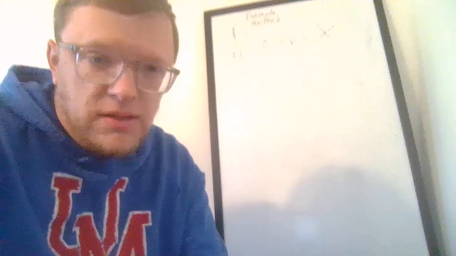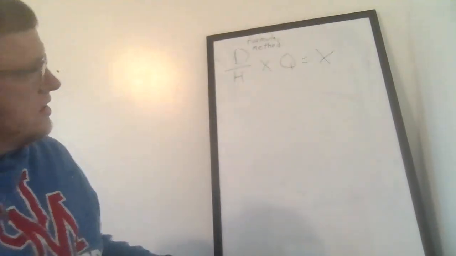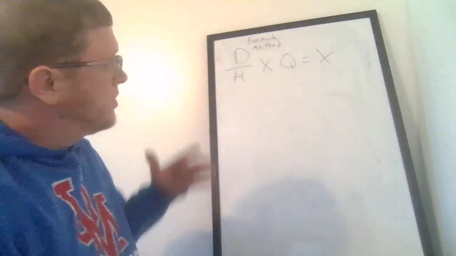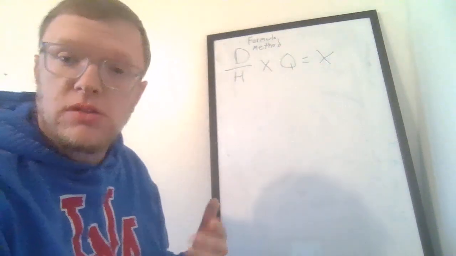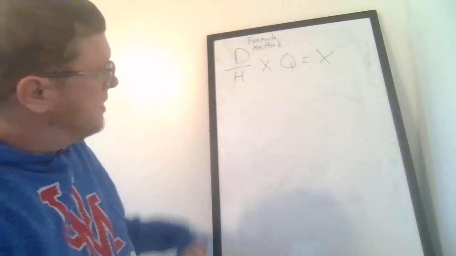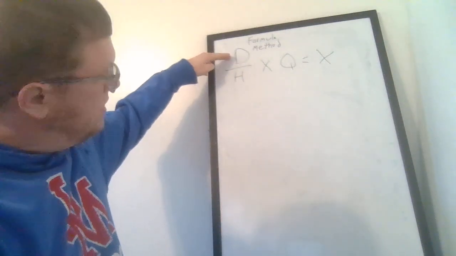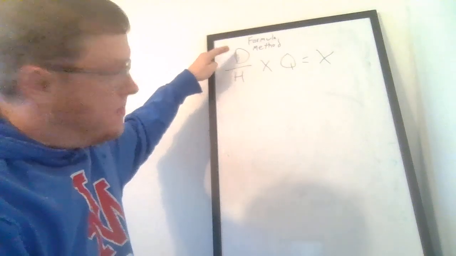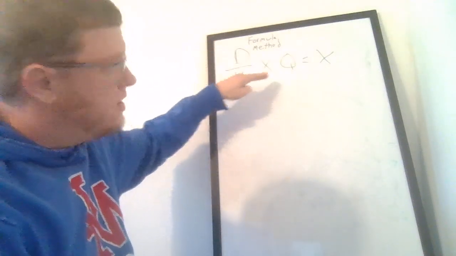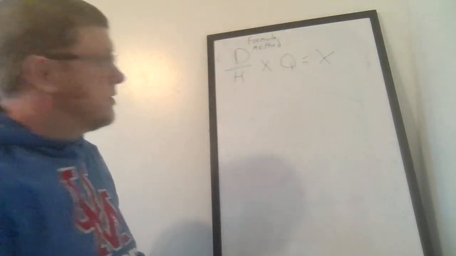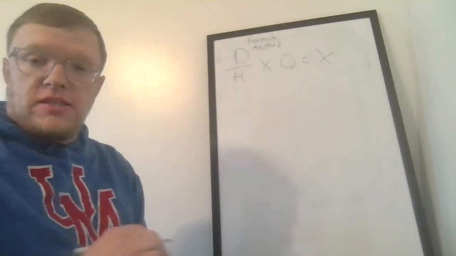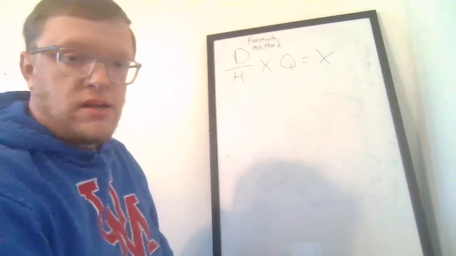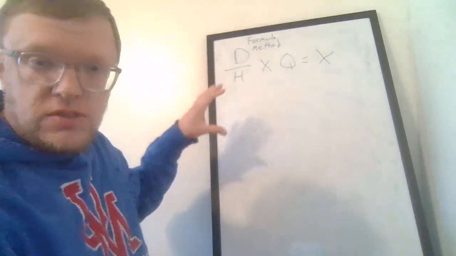So let's get started. The first one I'm talking about is the formula method. The formula that is most commonly used is desired over have, times the quantity. So it's what the physician prescribes versus what you have on hand, times the quantity. Let me explain. I'm going to make this a very easy question just so we can get our feet wet and get a handle on this formula.